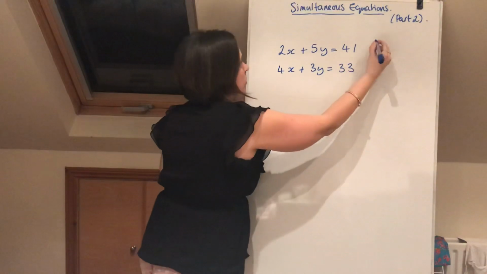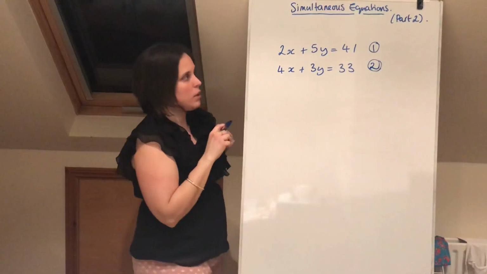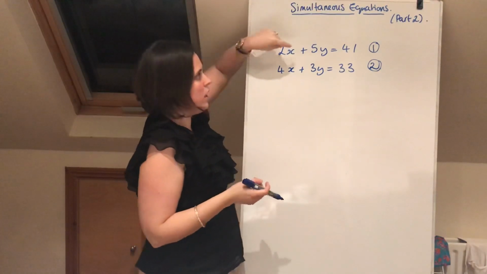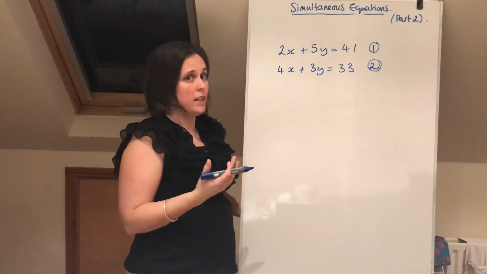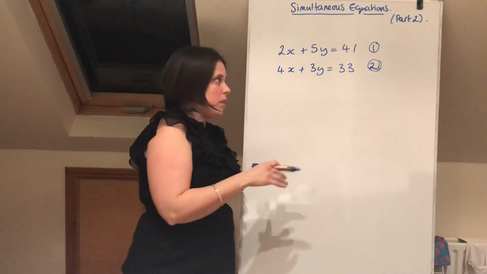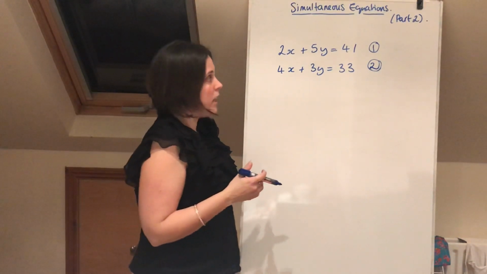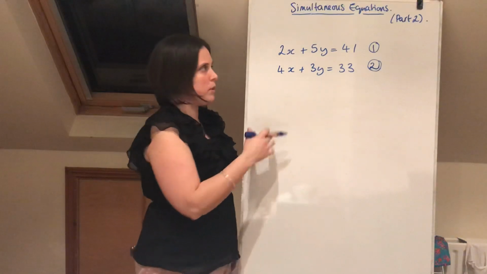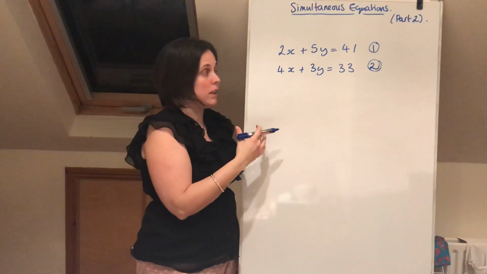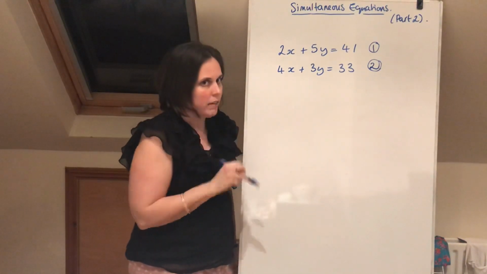So we'll start off again the same way. We're going to label up the two equations, but this time you'll notice that I've got a 2x and a 4x, so they're different, and I've got a 5y and a 3y, so they're different. This causes us a problem because, as I explained last time, we're trying to do the elimination method, and with the elimination method we want to be able to subtract the two equations so that we can eliminate one of the letters. We can't do that unless we've got the same amount, but there is a way around it.